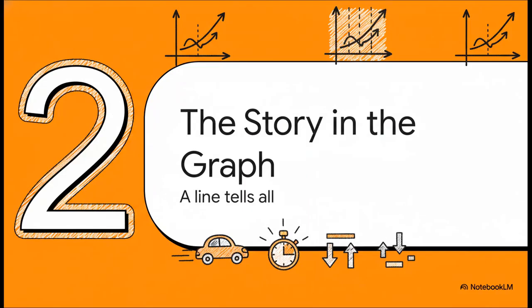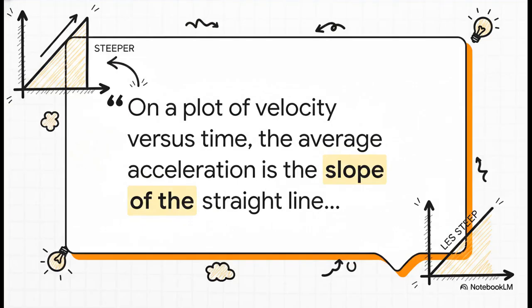Okay, so how do we actually find this instantaneous value? The answer, believe it or not, isn't really in a formula. It's in a picture. We need to look at something called a velocity time graph, because that's where the story of an object's motion really comes to life. This quote right here gives us the absolute key. On this kind of graph, the slope of the line, how steep it is, is the acceleration. A steeper line means a bigger, faster change in velocity, and that means a higher acceleration.